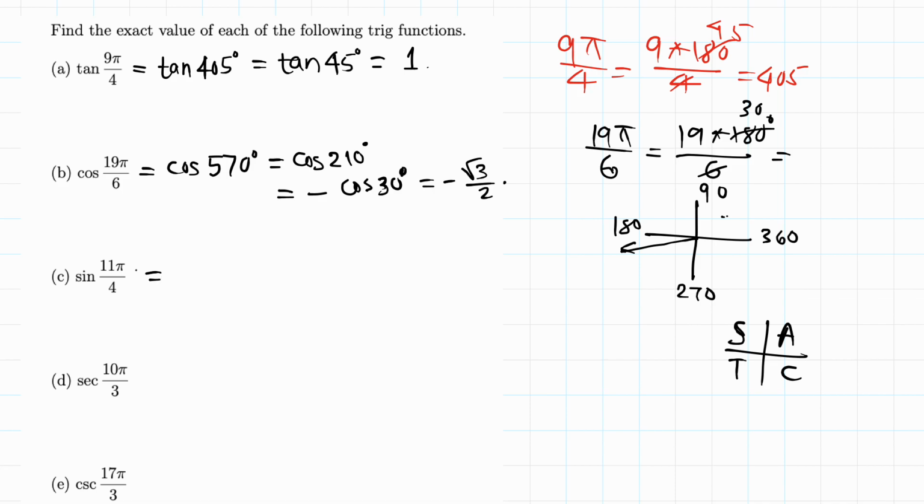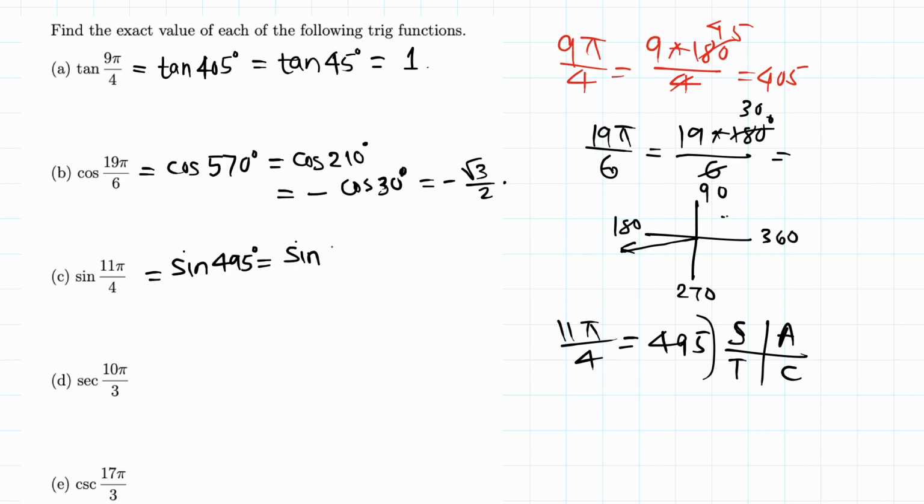So here let's do the same thing. What is 11 pi over 4? Pi is 180, and it's going to be 495. 495, bigger than 360, so subtract 360.